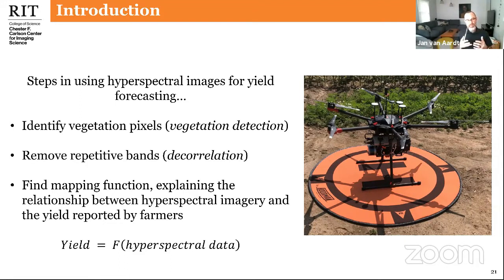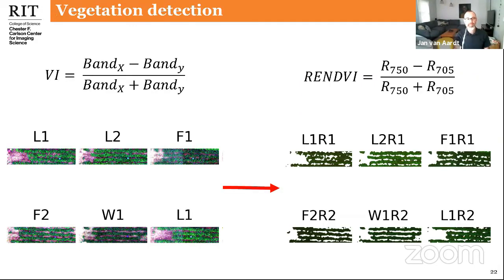And just to step you through the process, obviously as you fly and collect data, you first want to detect the vegetation. You don't want to perform analysis for ground pixels. You want to remove some of these highly repetitive bands or highly correlated bands. Some of these bands, because they're so closely spaced, 690 nanometers, 695 nanometers, so you get the idea, they're highly correlated. So first you want to identify the bands that are useful for an application or a problem, and then make sure that you don't overfit your problem. You want to decorrelate your data. And then you fit some sort of function that predicts, for instance, yield as a function of hyperspectral data.